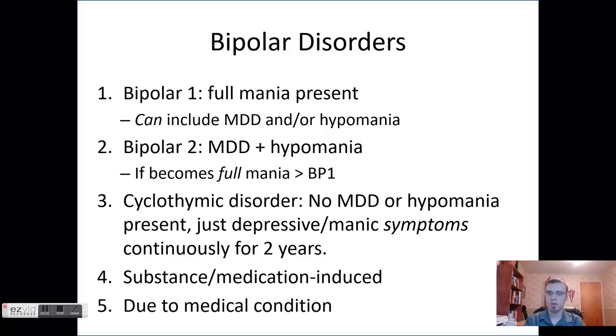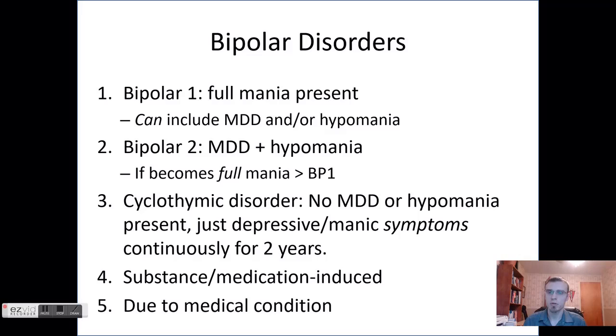The disorders we'll be talking about here are bipolar 1, bipolar 2, cyclothymic disorder, substance/medication-induced bipolar disorder, or bipolar disorder due to a medical condition, which we will more so be talking about at the end once we're done with talking about these primary bipolar disorders. So right now we're going to mostly be focusing on these first three here.